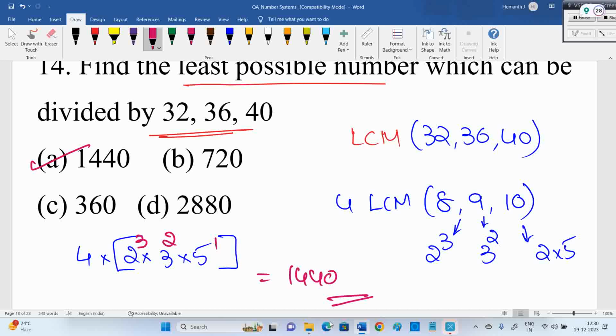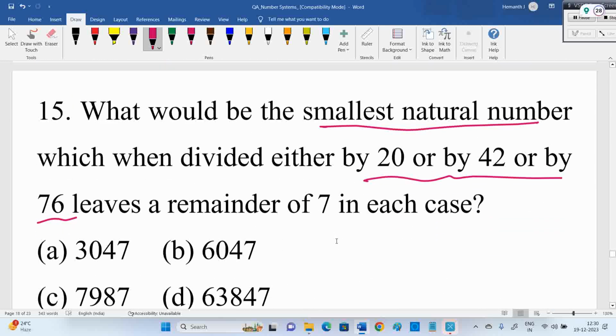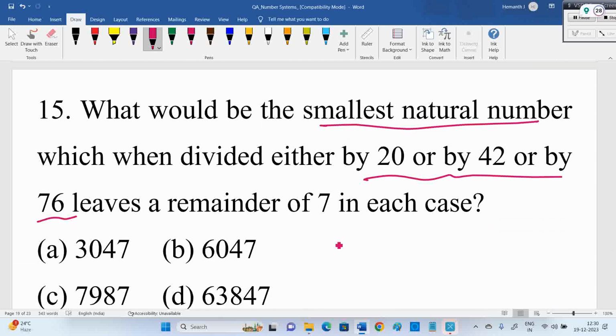So here, that's the case. They said remainder 7 in each case, so it means LCM of that plus 7 extra. If not exactly divisible, or remove 7 from the options. The other logic is remove 7 from the options. Then your answer should be LCM for the given numbers.